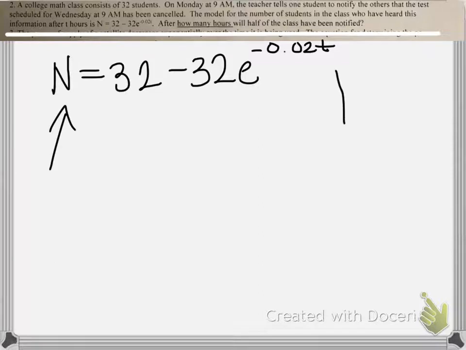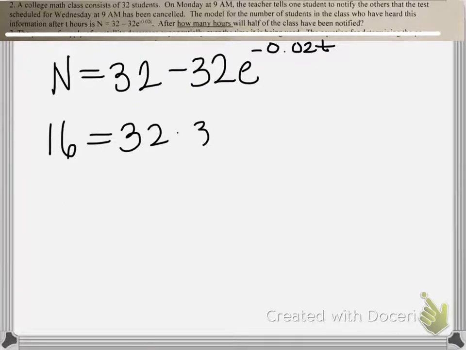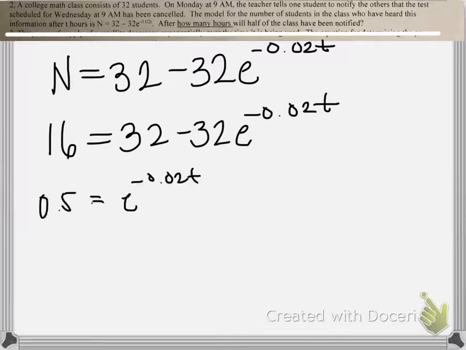And we're looking for what t is, right? Because they're saying what time. So half of 32 is 16. So we're just going to go ahead and put 16 here. And then now evaluate, the same way we did the other one.